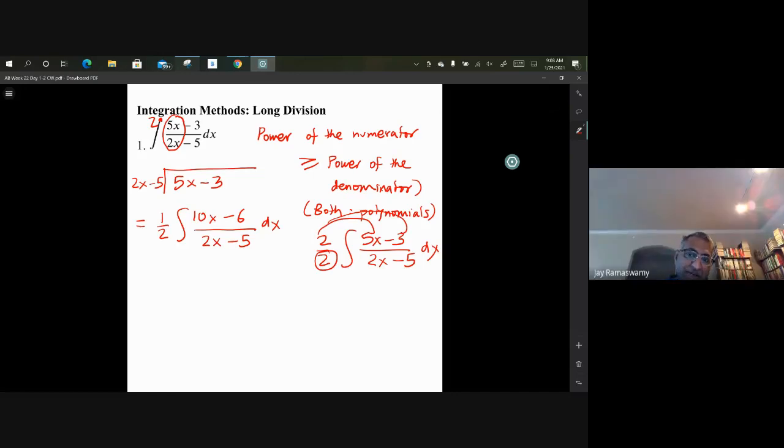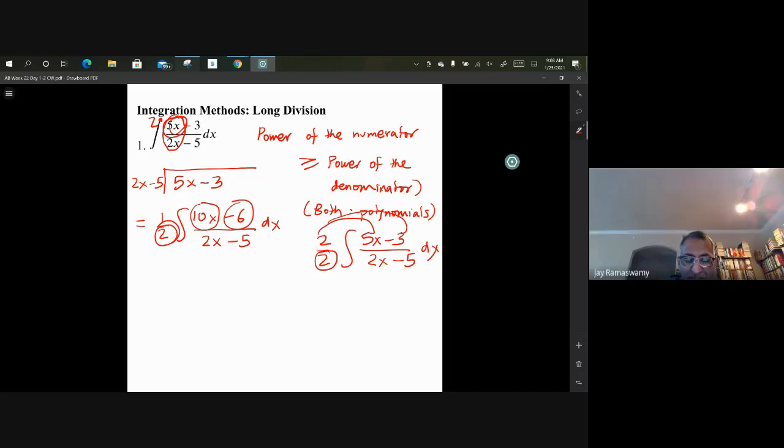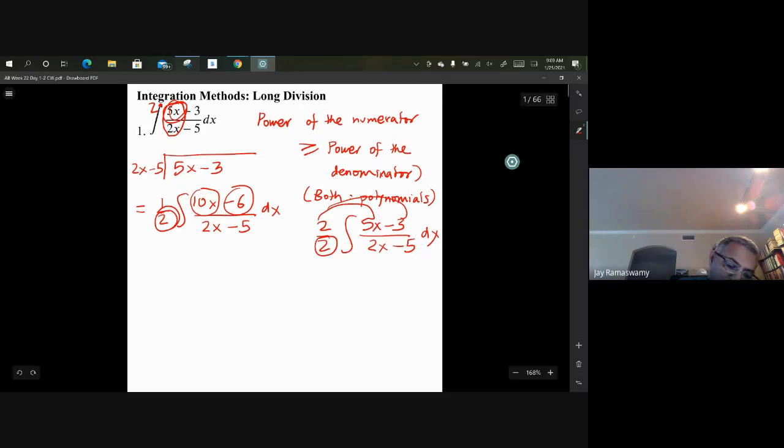Just so that you understand what just happened, 2 goes into 10x 5x times, and 2 goes into negative 6 negative 3 times, and we have the original problem. Do you see that? They're perfectly equal. This is the time you ask me, I'm lost. I just multiplied the numerator by 2 and then divided by 2, so it balances out. Now I'm ready to do long division.